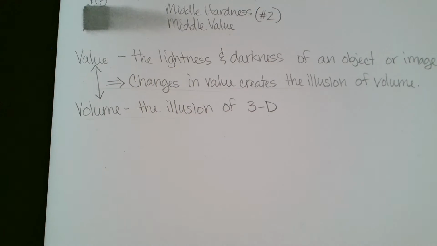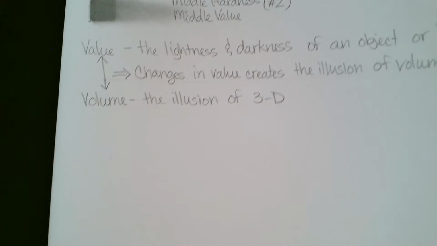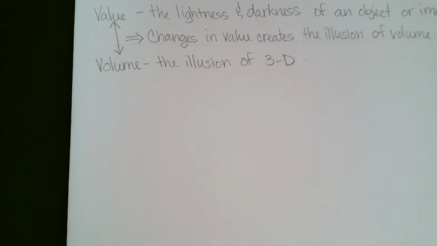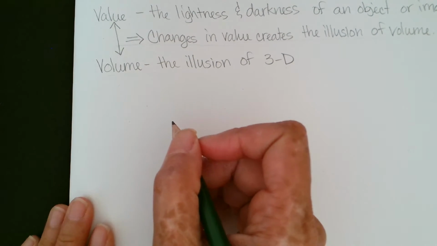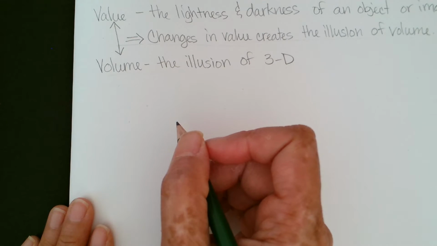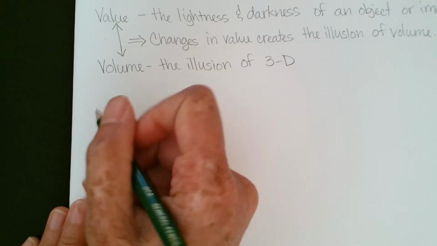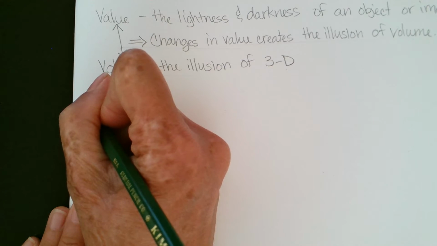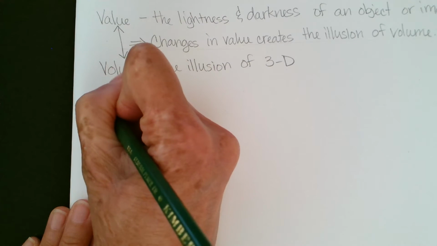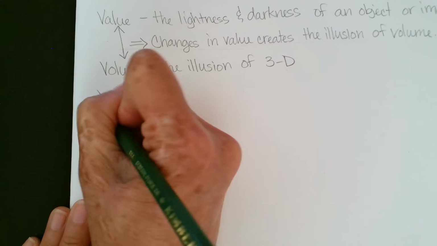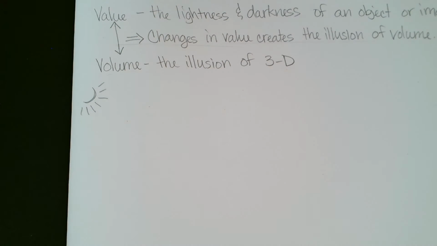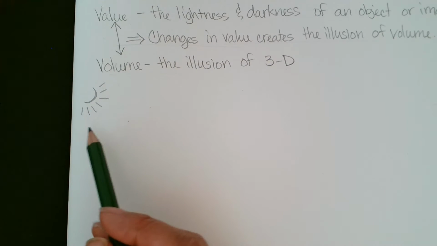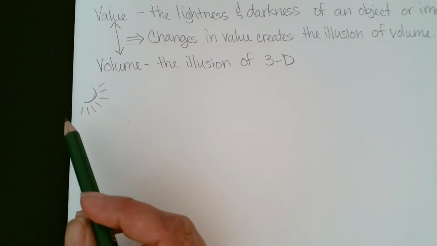Okay, so now we've got those written down, and I'm going to move this up so I can have more space. The next step we're going to take is we're going to create the illusion of volume. And first I'm going to create a light source. So here's my sun. Yours could be a light bulb or whatever, something that is serving as light. So light in the top left-hand corner.